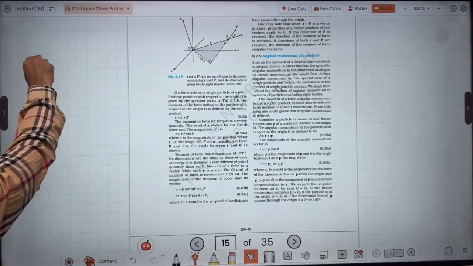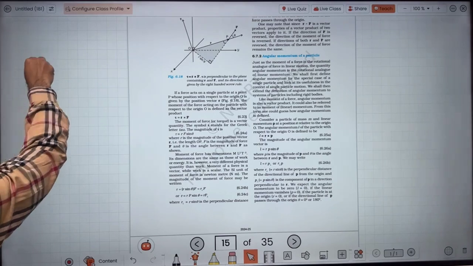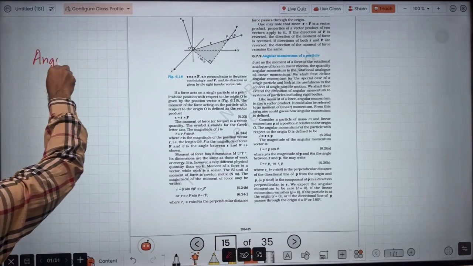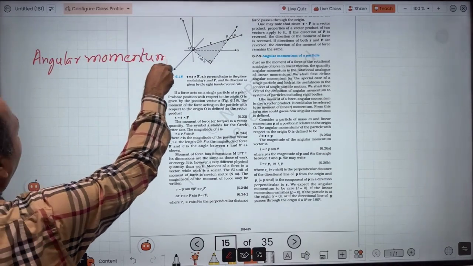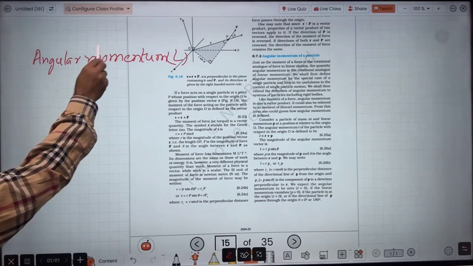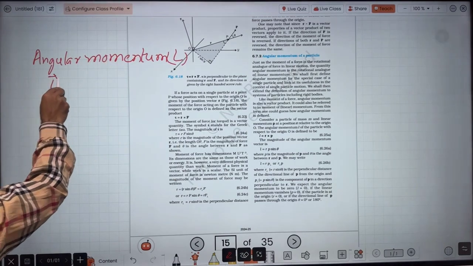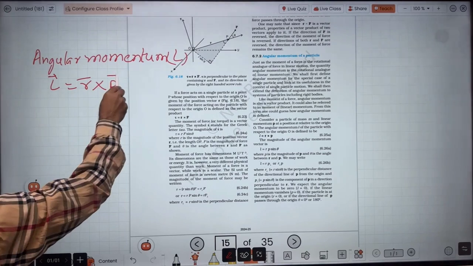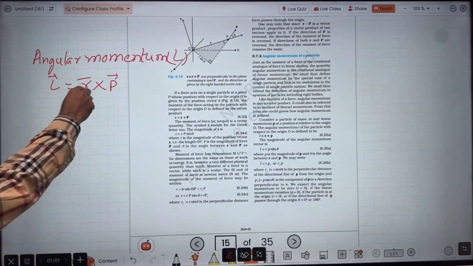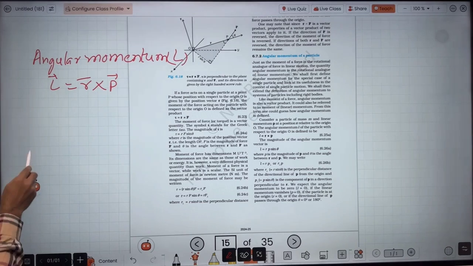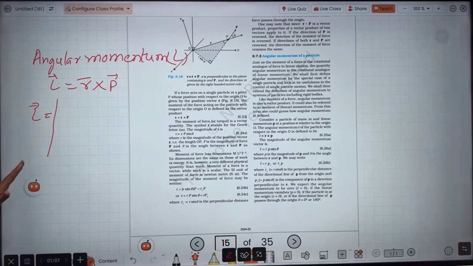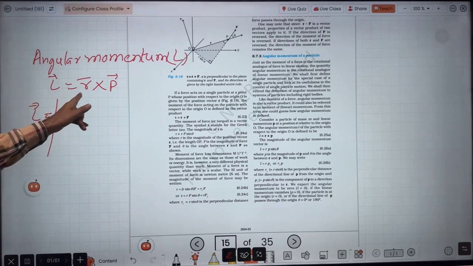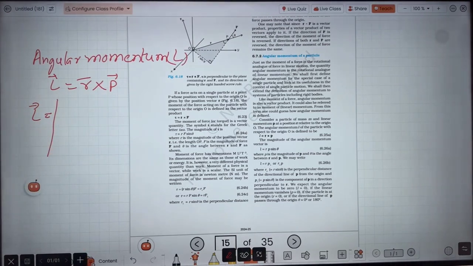Then comes angular momentum. Angular momentum L is related to linear momentum by the formula L equal to R cross P, where P is linear momentum. Here we can do the same thing. Suppose we want to find out vector L: if R and P are given, then we find the cross product and evaluate. And the direction of vector L will be perpendicular to both vector R and vector P.